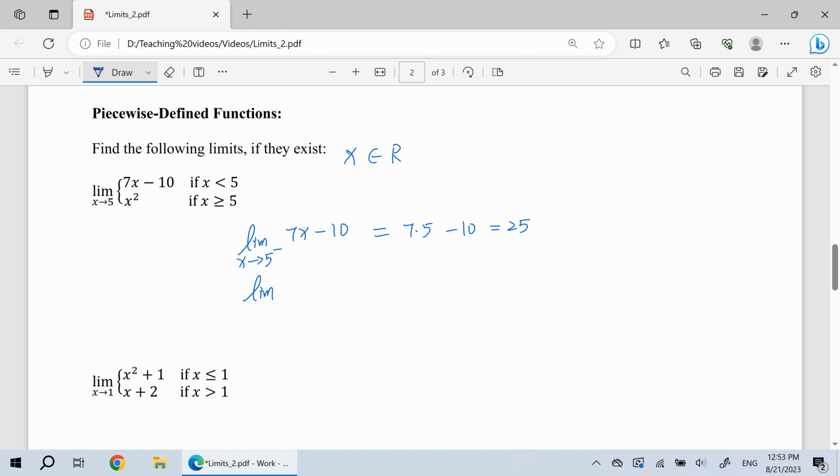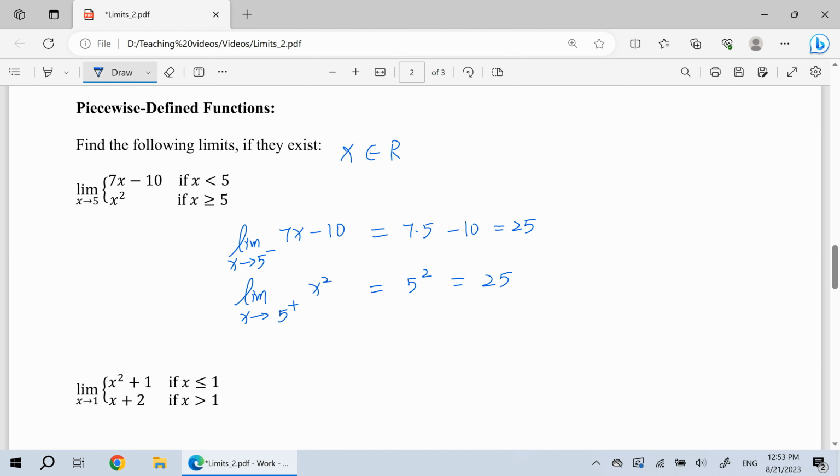The right side is the limit. X is approaching 5 from the right side. We choose this function. So then it is 25 too. Since the right side and the left side limits are the same, the limit is 25.